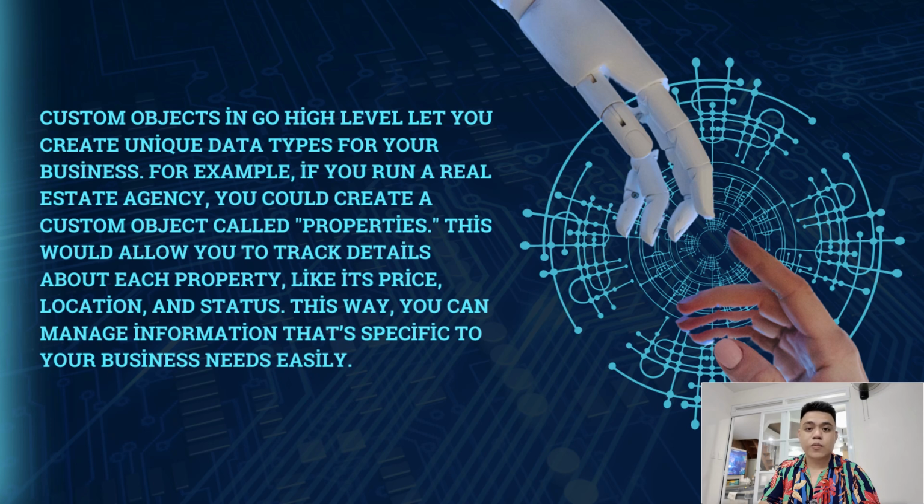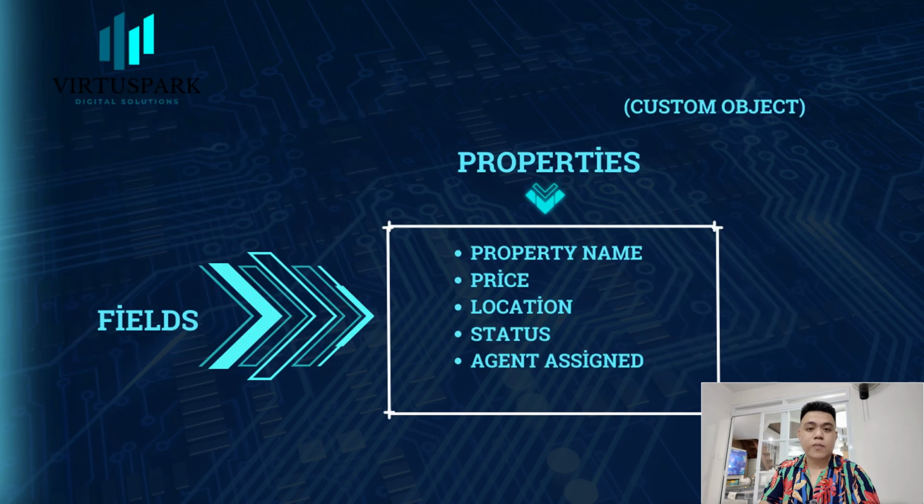So custom object would be your properties, okay? And in the property, basically what makes up the custom object is the field. So the property name, the price, location, status. So if your custom object was, let's say, a car, it could be like a VIN number.